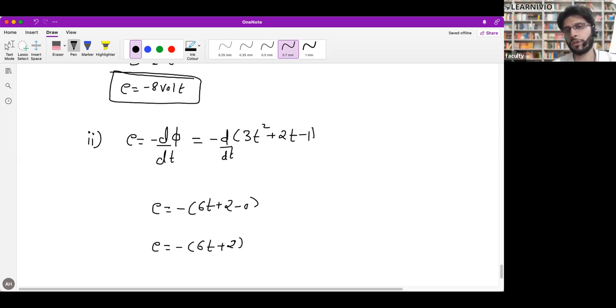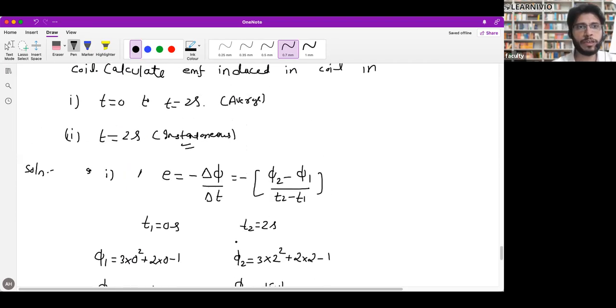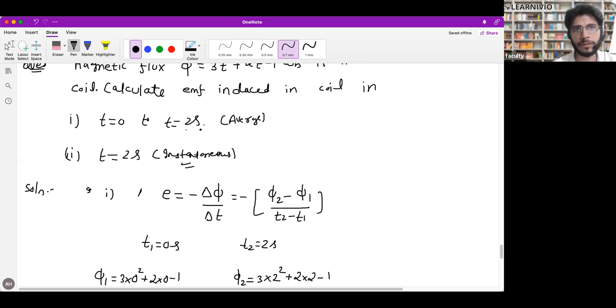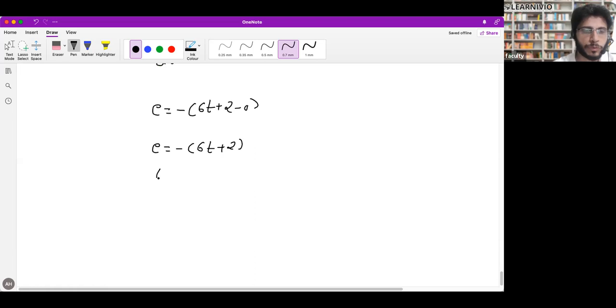So you get EMF is minus of 6t plus 2. This is the equation of EMF. You need EMF at t equal to 2 seconds. So when you put t equal to 2 here, EMF is minus of 6 into 2 plus 2. So EMF is minus of 14 volt.